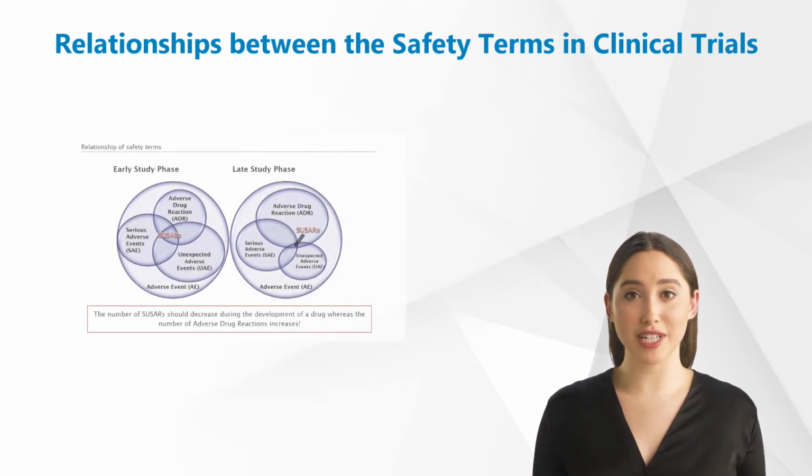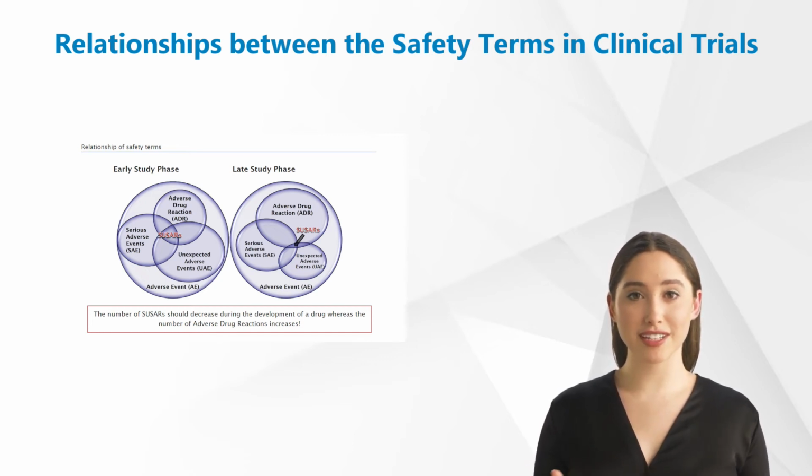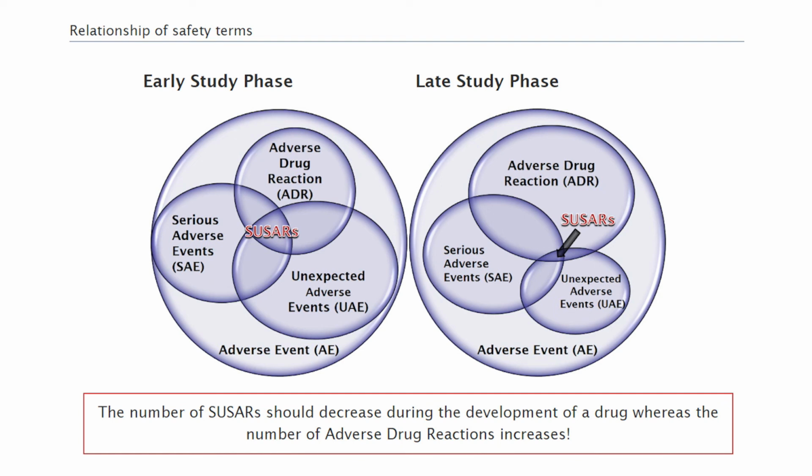But how is the relationship between the safety terms changing throughout a clinical trial? Let's have a look at this graphic. You can see that the number of adverse events and serious adverse events remains stable throughout the development phases of a drug because they do not need to be drug-related.